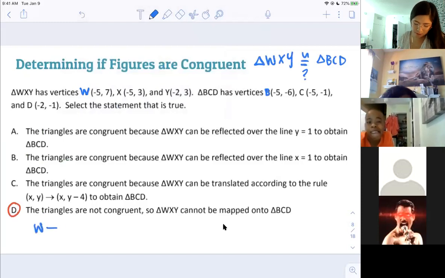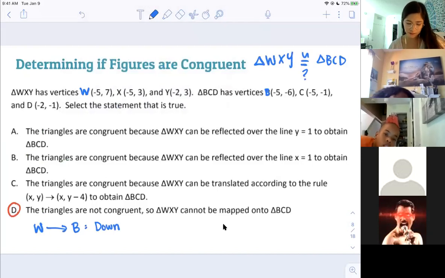So let's look at what happens. To go from W to B, what transformation happens? You start at 7 and go to -6, so it goes down 13 units.